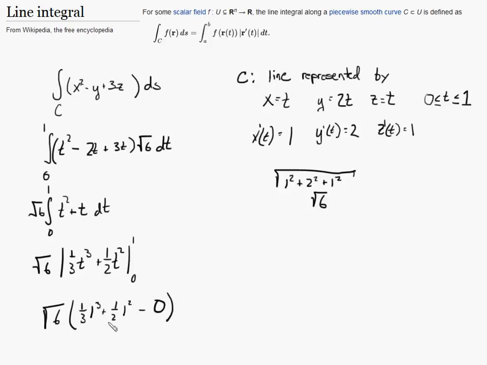We have this. This makes 5/6, so we have 5 on top, 6 on the bottom, and the square root of 6 still here. So the value of this line integral right here and this function is 5 square roots of 6 over 6.